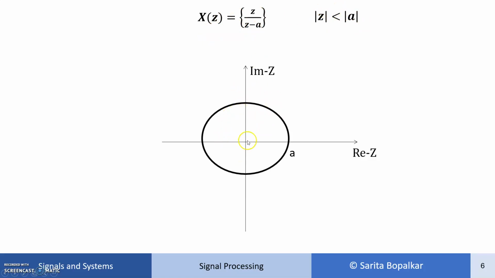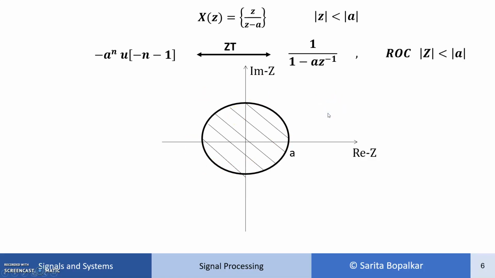That means this interior part of the circle where z is less than a. Outside, z is greater than a. That's why this interior part of the circle is our ROC, region of convergence. So here we can say that our sequence minus a raised to n u of minus n minus 1, its z transform is 1 upon 1 minus a z raised to minus 1, or z upon z minus a, same, and ROC is mod z less than a, interior of the circle.